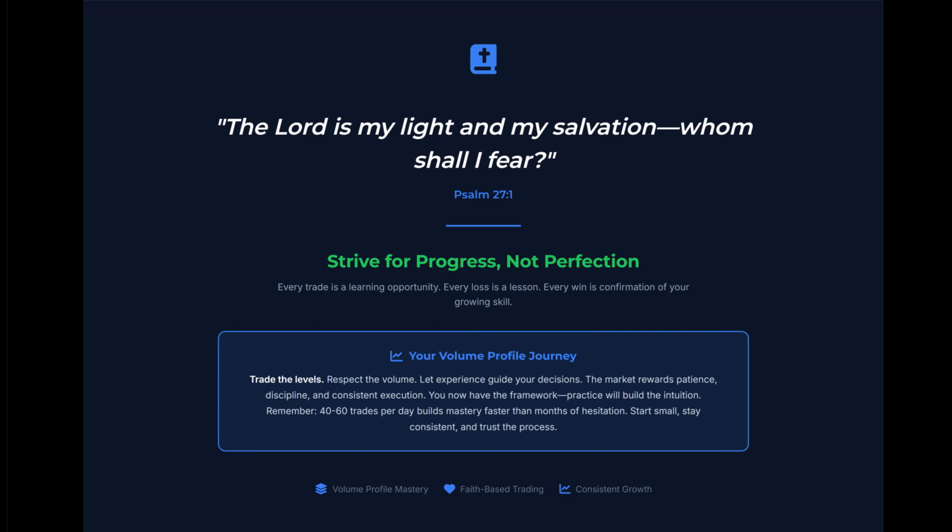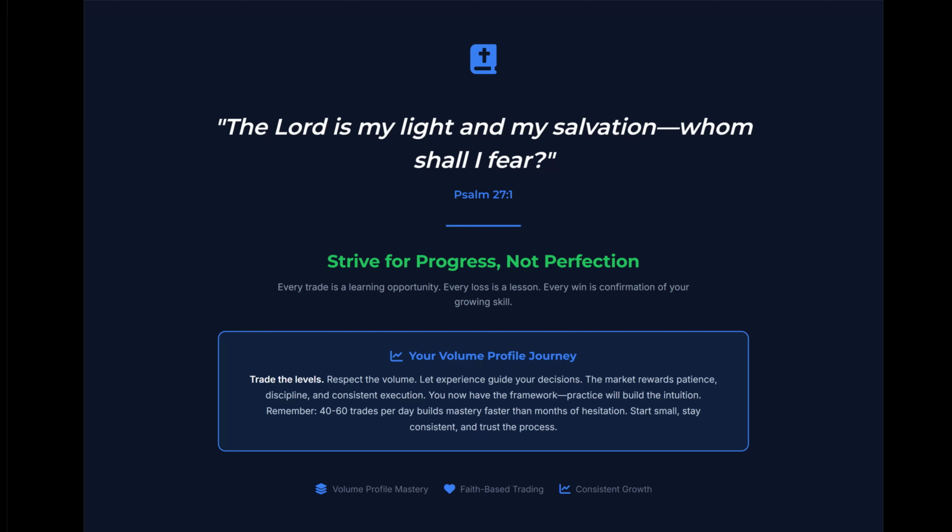Three final reminders as we close. Volume Profile Mastery. You've learned to read the market's memory through VAH, VAL, and POC. You've learned to identify balance and imbalance through auction state. You've confirmed your bias with developing volume. This is a professional skill that will serve you for the rest of your trading career.